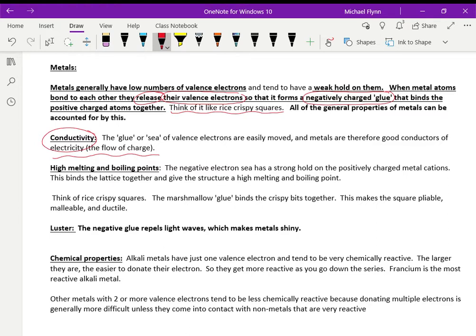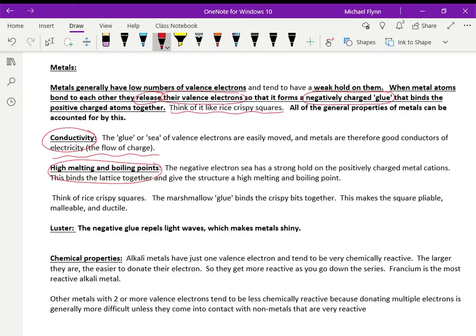Now, they have high melting and boiling points. Okay, so this high melting and boiling points business, that's because they're bonded together in the soup, right? So think of a Rice Krispie square. It forms a solid, okay? And the solid has some sort of structure. It takes some force to pull it apart. So with the electrons in the metals, the negative soup, the pull is even stronger. And so they have really high melting points.